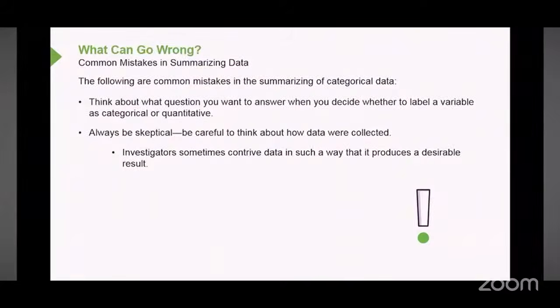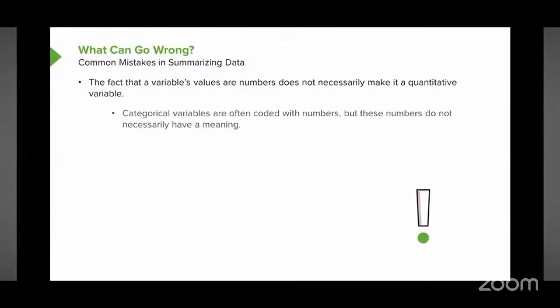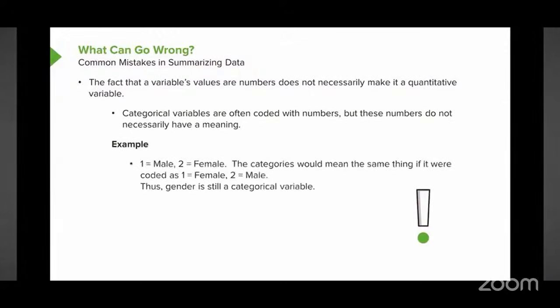We need to be careful to recognize that even though a variable's values might be numbers, that doesn't necessarily mean it's a quantitative variable, because that doesn't mean that the numbers have any real meaning to them. They might just be codings. Categorical variables are often coded with numbers, but they don't necessarily have a meaning. So for example, let's say we code males as 1, females as 2. These categories would mean the same thing if they were coded 1 for female and 2 for male. So gender is a categorical variable.